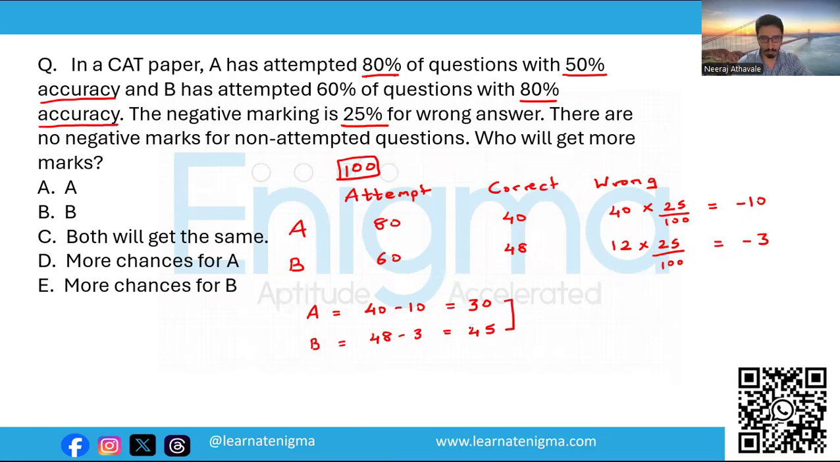So you can see out of these two people, B is getting more marks, and therefore the answer for this question will be option B. We can say that B is getting 45% marks, A is getting 30% marks, because we have assumed the total questions as 100.